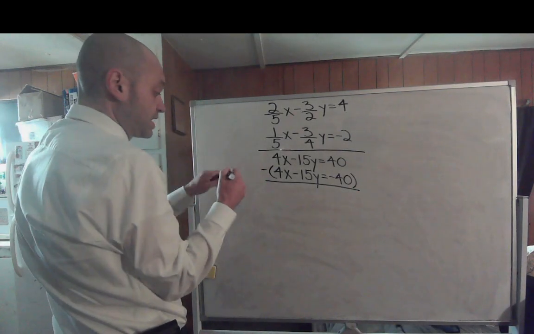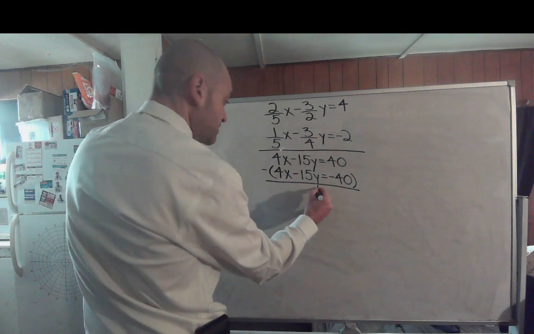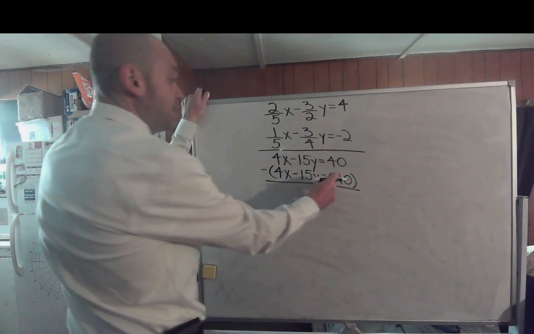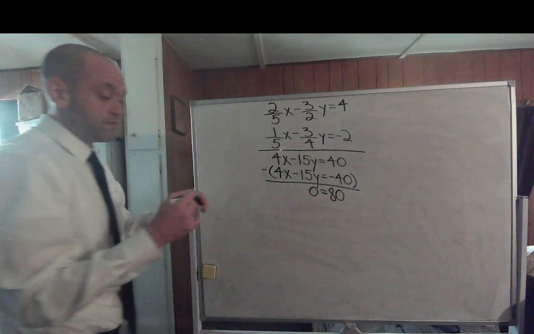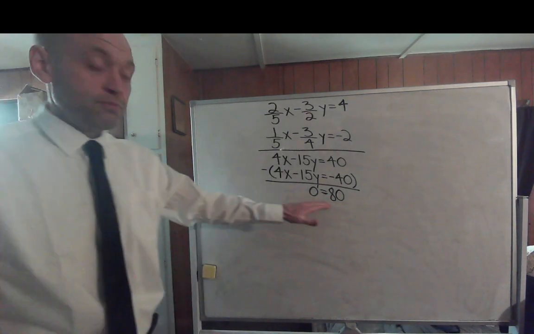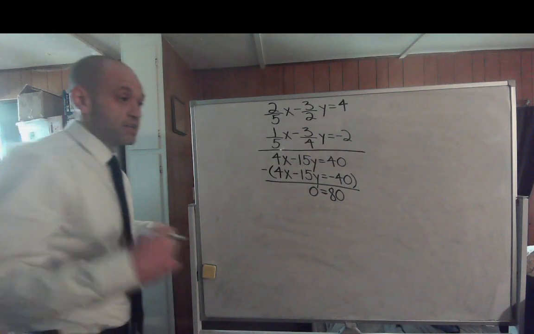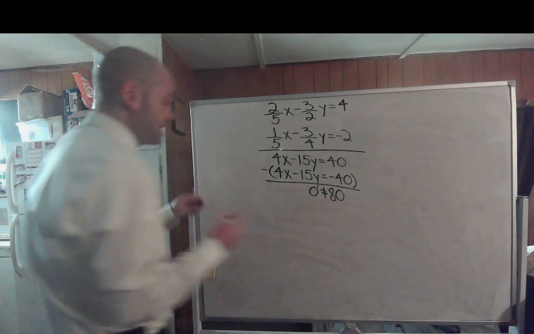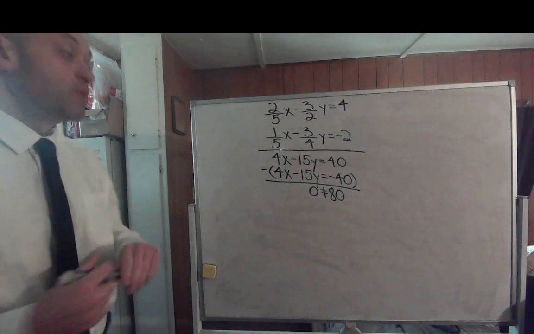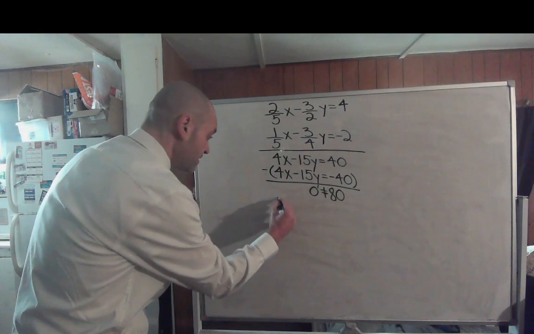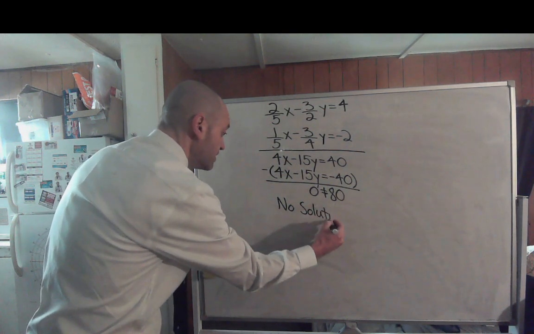4x minus 4x is 0. Negative 15y minus negative 15y is also 0. 40 minus negative 40 is 80. Well, you end up with a false statement. You don't get any variable values at all. You just get that 0 equals 80, which we know is not true. 0 never equals 80. What does that mean if you get a false statement? Well, there's definitely no solution. That's true. You can say there's no solution.